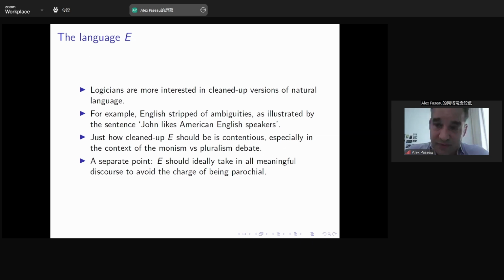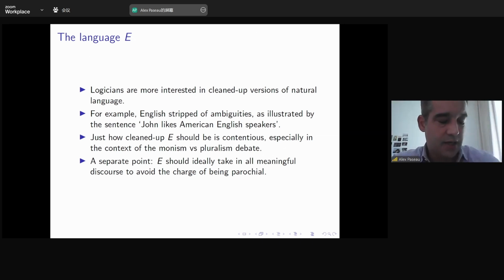Now, how much should we clean up English before we formalize it? That is actually rather contentious. Philosophers disagree about this, especially in the context of the monism versus pluralism debate. Some philosophers say, if we're going to make sense of vagueness in natural language, then we can't clean up English to make it a precise language before formalizing it. One of the things we need to make sense of in looking at logical consequence is vagueness, and therefore that might lead to a different kind of logic than if we were just thinking about precise language, such as the language of mathematics. So this is really a controversial topic. I'm not going to talk about that much in this talk. I just wanted to flag it as an issue.